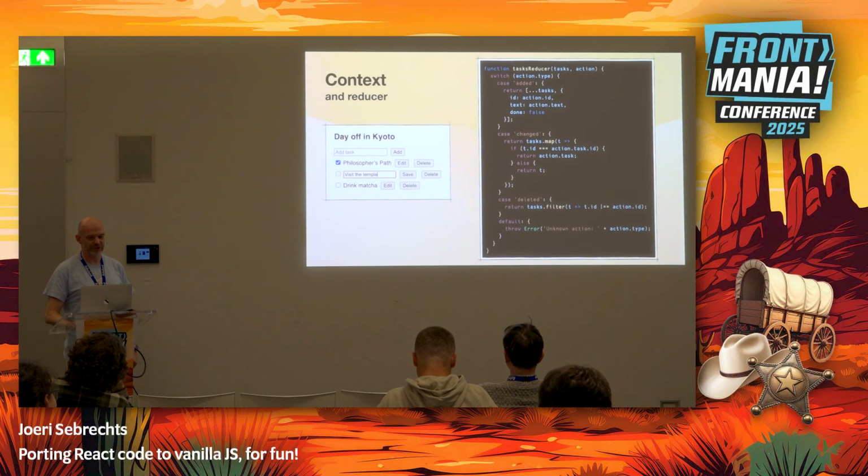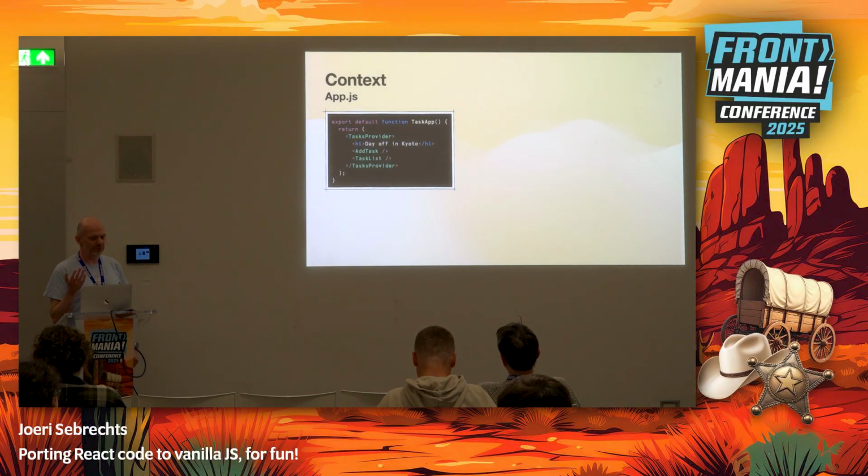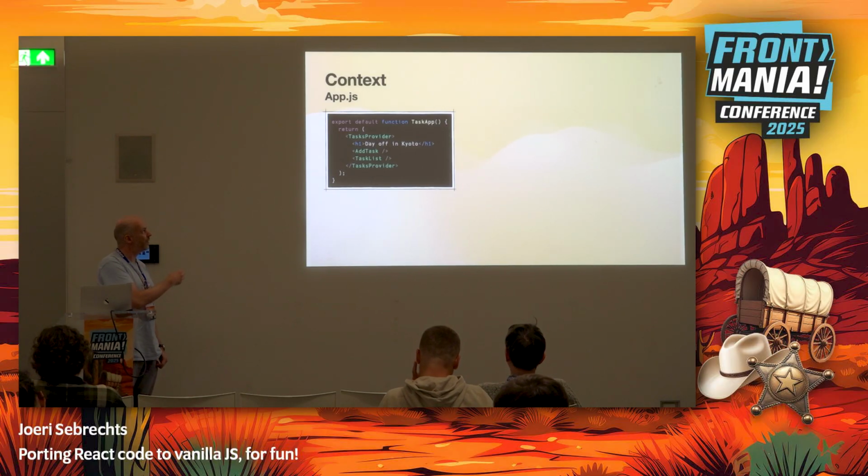I will not touch it. So this is the reducer we're going to use in the vanilla code. If we then skip to the application component, you see that in React it's very nice. We have our tasks provider, and then inside of that we have the components which we want to have access to the task provider and its tasks and dispatch function.